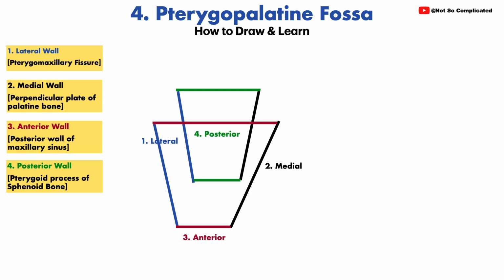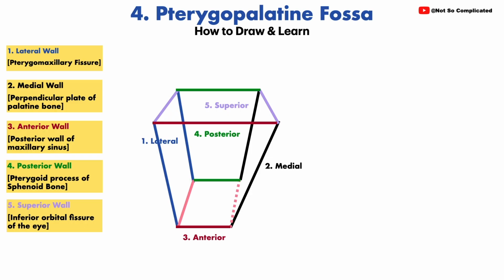Now talking about the superior and inferior wall, this is the superior wall, and this wall will be formed by the inferior orbital fissure of the eye, alright, because obviously that is very logical. And then this is the inferior wall, and it is formed by the palatine bone and palatine canals.